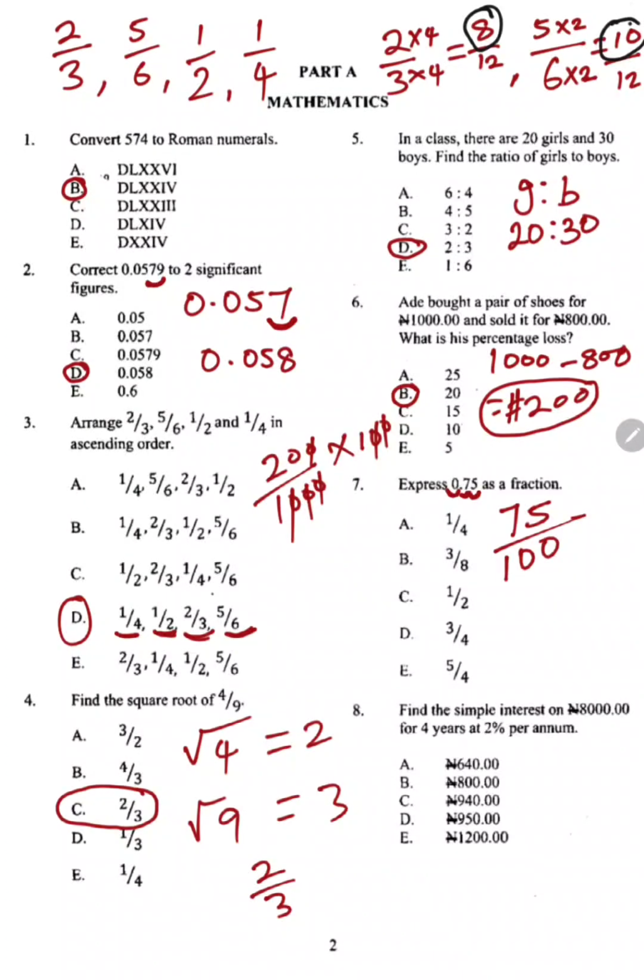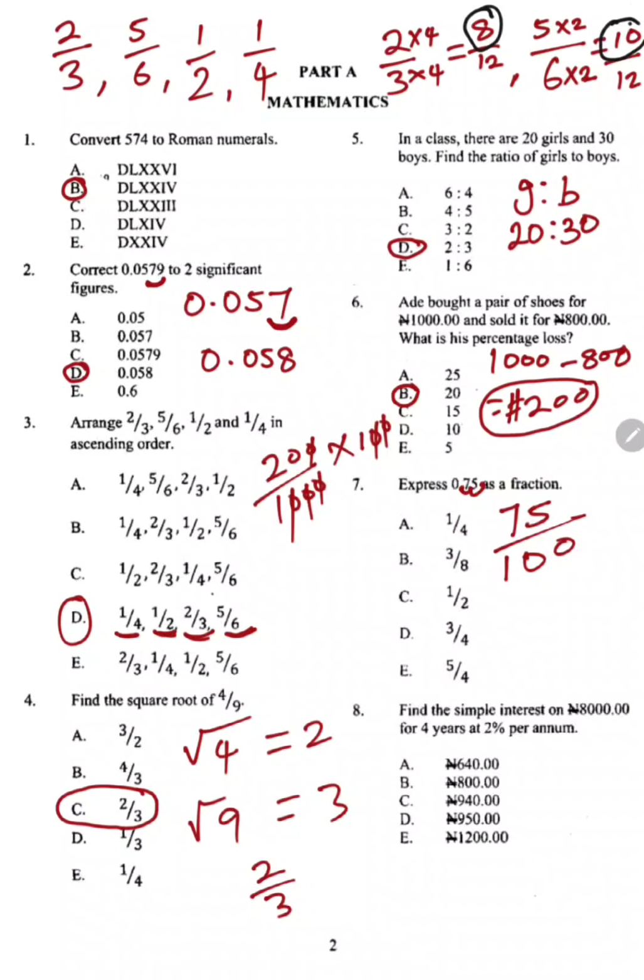Normally what I usually do is count how many digits I have after the decimal point. The number of digits will be the number of zeros I put there. After this decimal point, I have 2 digits, that's why I have 2 zeros here. So that's 75 over 100. Since it's 75 over 100, we still have to simplify it, because we don't have 75 over 100 here.